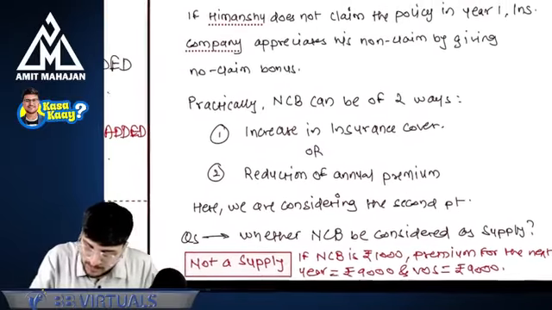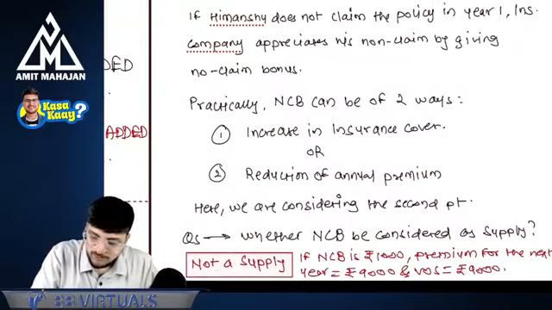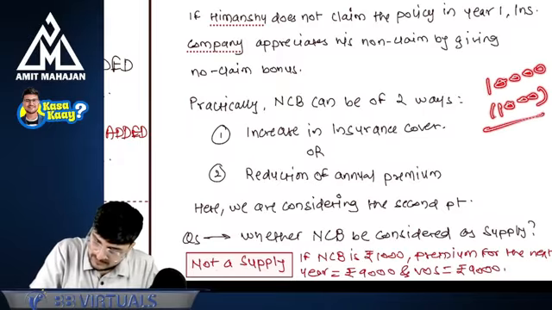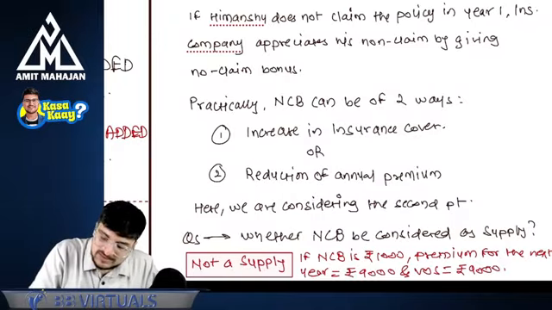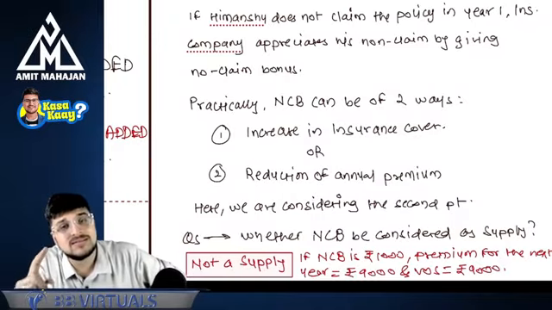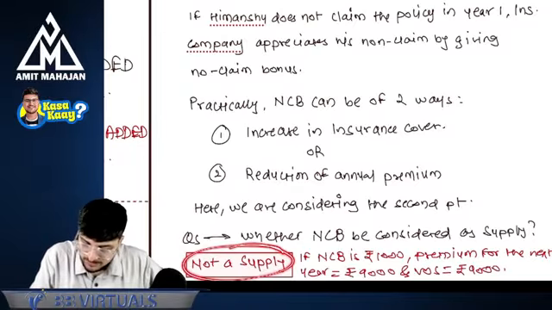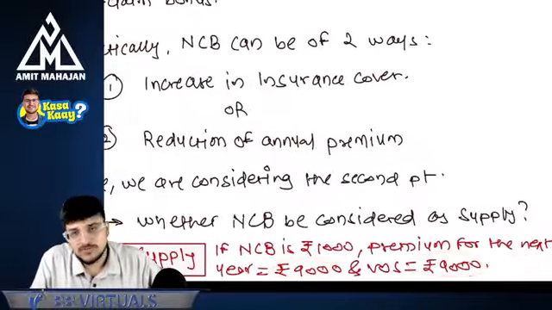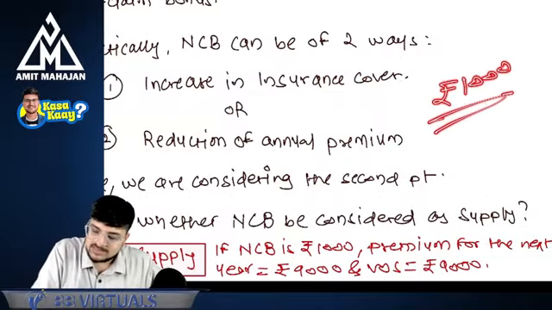The question is whether the no claim bonus be considered as supply. That 1,000 rupees of no claim bonus. Earlier you were paying 10,000, but you are getting a no claim bonus of 1,000. Now you are paying only 9,000. The question comes, will this 1,000 rupees of no claim bonus be considered as supply? The answer is no. It will not be considered as supply. If the no claim bonus is 1,000, the premium for the next year is 9,000. So the value of supply will also be considered as 9,000. And this 1,000 rupees will not be considered as supply.